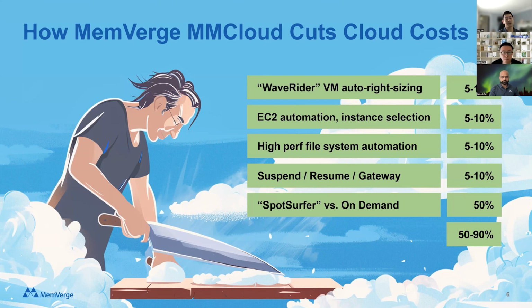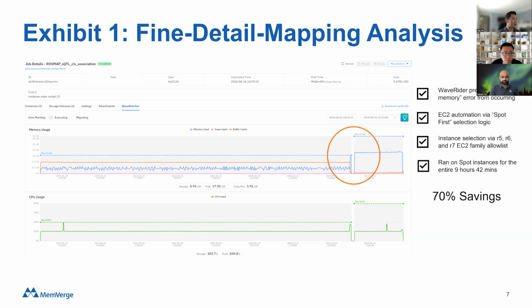There's a number of different areas where it's now possible to apply different software techniques and software automations in the cloud, which can help lower the cloud cost for scientific research. So I wanted to show you this first exhibit. This is a customer workload focused on fine detailed mapping analysis. There's a few things that I want to point out in terms of how the Memory Machine cloud software is saving this customer cloud costs.